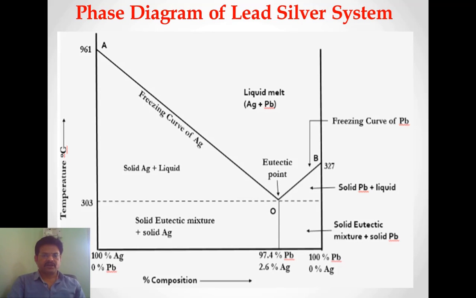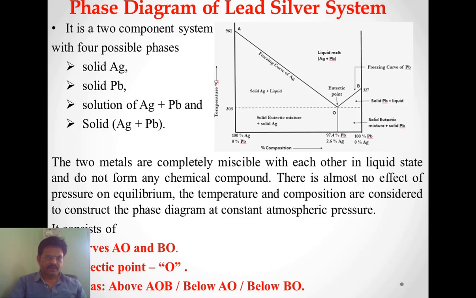Now we come to the phase diagram of the lead-silver system. In a metallurgical system, as the pressure is kept constant, the phase diagram is plotted between temperature on the y-axis and composition on the x-axis. Here, as observed in the earlier phase diagram, there are different regions, curves and points. In the lead-silver system, there are 4 different possible phases: solid silver, solid lead, a solution of silver and lead, and solid silver plus lead.